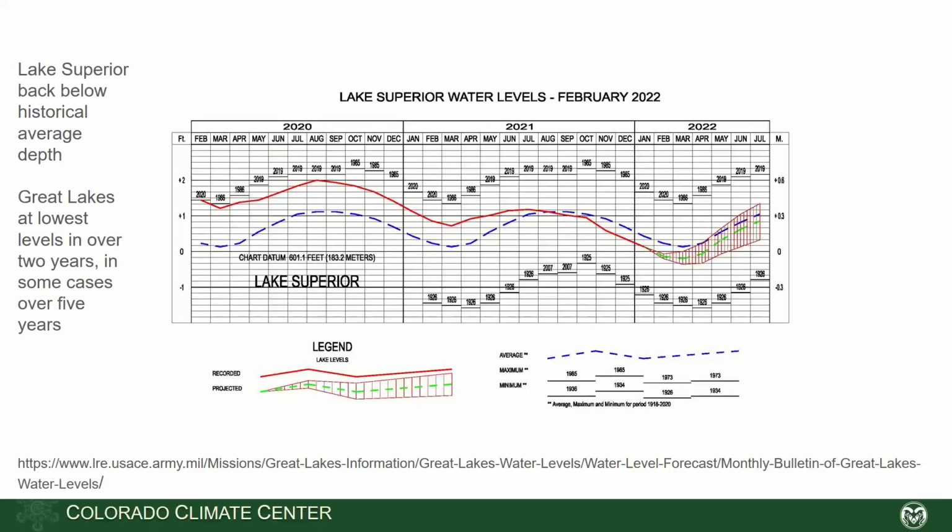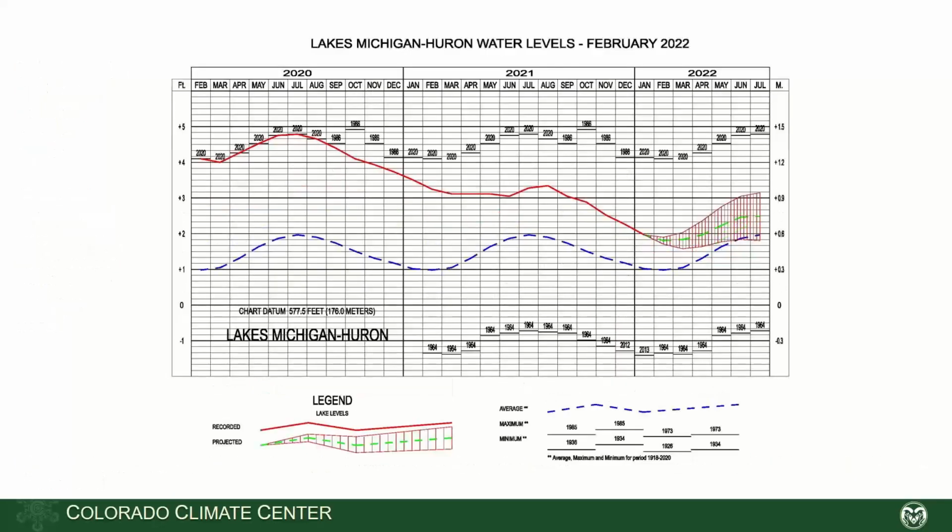The record highs and lows are given in the black lines for each month, and then the red line is what we've experienced. And then the hashed area is sort of the projection going forward for this year. So Lake Superior, a little bit below normal storage right now, but projected to tick back up to near normal this spring. The Lake Michigan Huron area has come down a long way since the 2019-2020 timeframe.